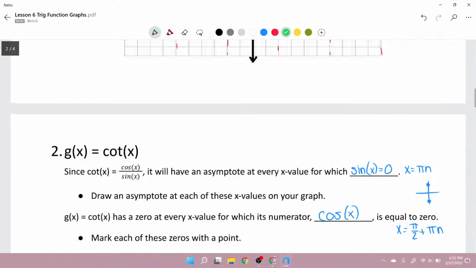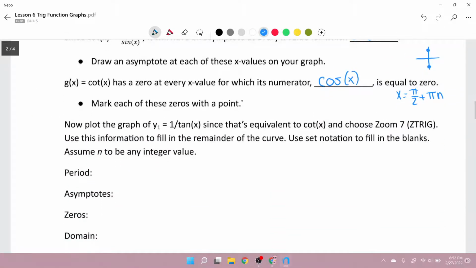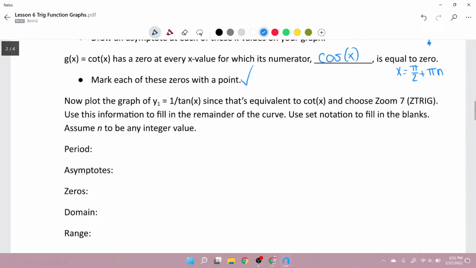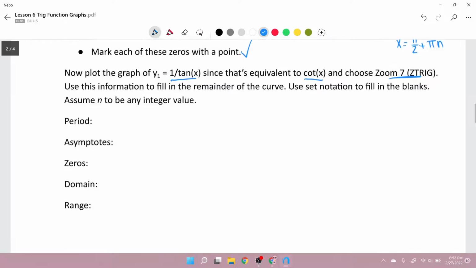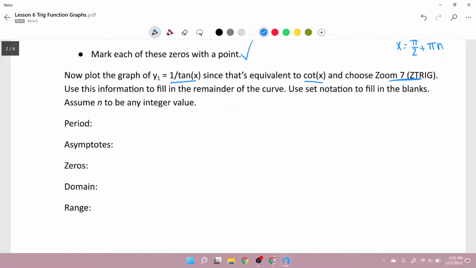Okay, we did that. Now, go to your calculator and type in y1 equals 1 over tangent of x. Recall that cotangent of x and tangent of x are reciprocals. So 1 over tangent of x is the equivalent of cotangent of x. And then choose your Zoom 7 window again. Use this information to fill in the remainder of the curve. Okay, I hope you paused and you did that.